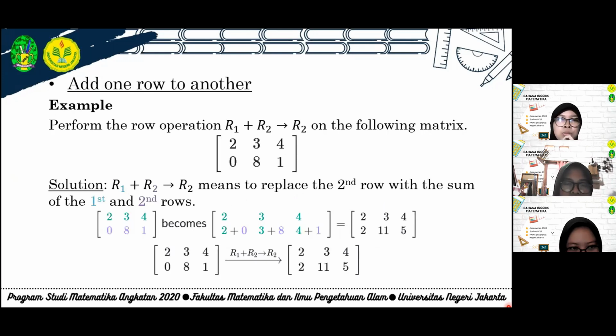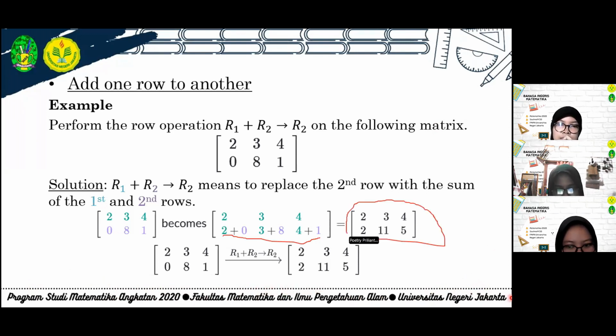Add one row to another. For example, perform the row operation row 1 plus row 2 to be row 2 on the following matrix. And the solution is like this. Okay, let's see row 2 of the matrix. We add row 1 to row 2, and the other elements in row 2 likewise. And we can see it like this. And this is the result. And we can write it like this. It's a simple way to write. Okay, next.